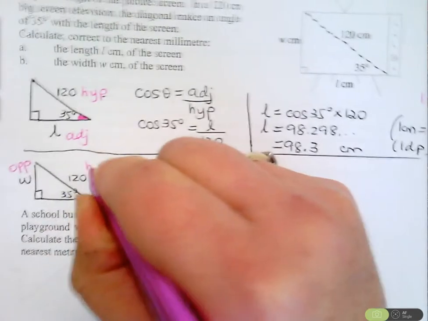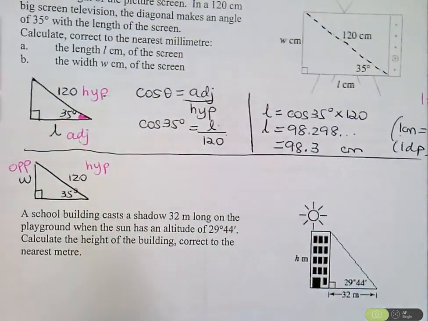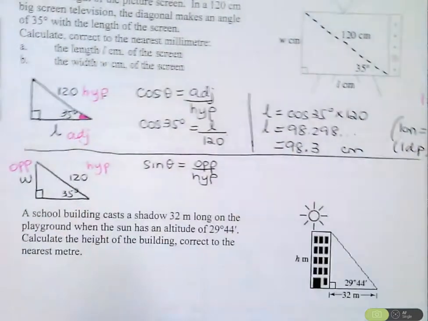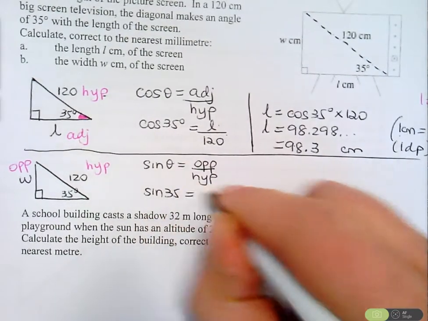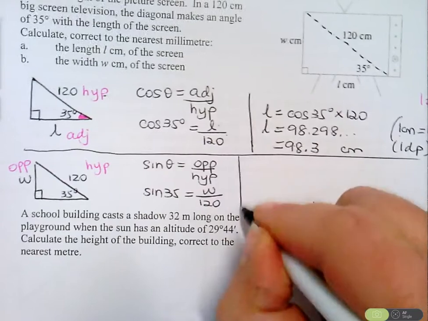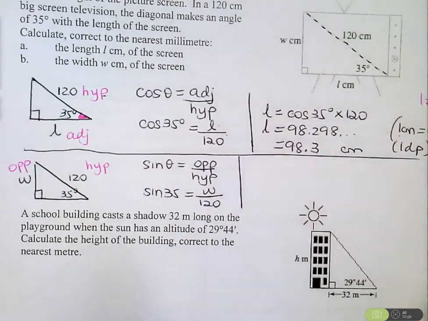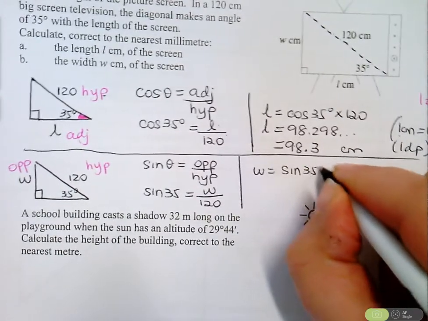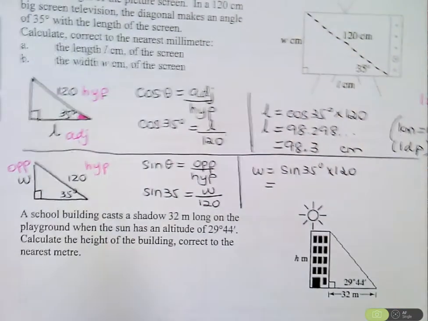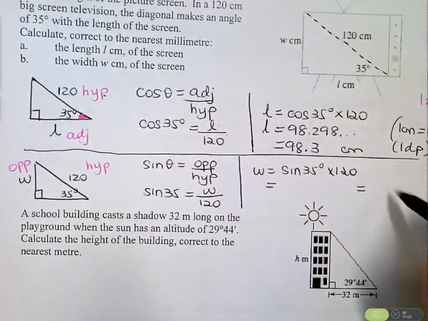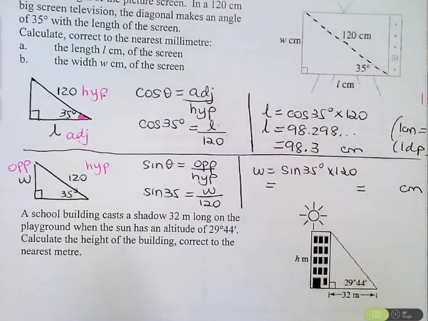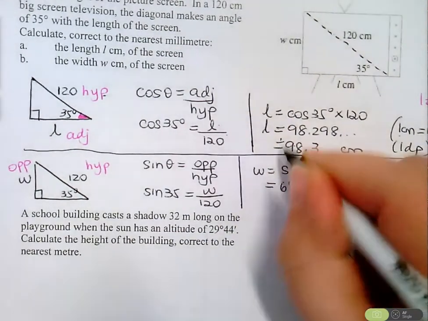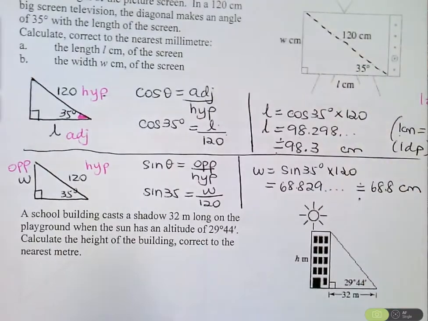Opposite, hypotenuse. So we're going to use sine, O and H. Sine theta is opposite on hypotenuse. Sine of 35, opposite is W over 120. Is this one okay to work out? The pronumeral's on the top, that's all good. W is sine of 35 times 120, and you can get an answer, and then you can round it off to 1 decimal place, which is approximately equal to 68.8.